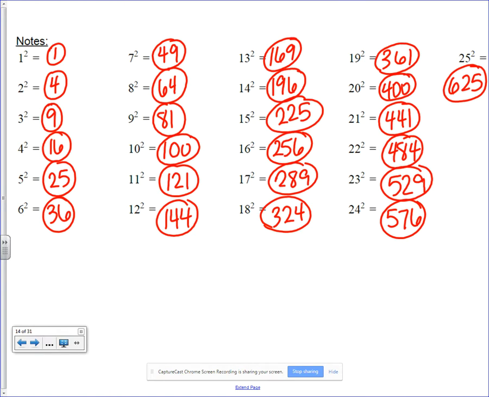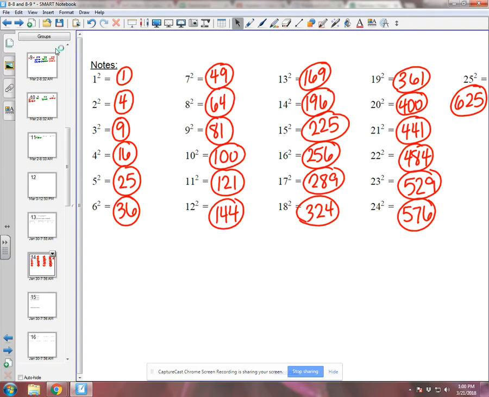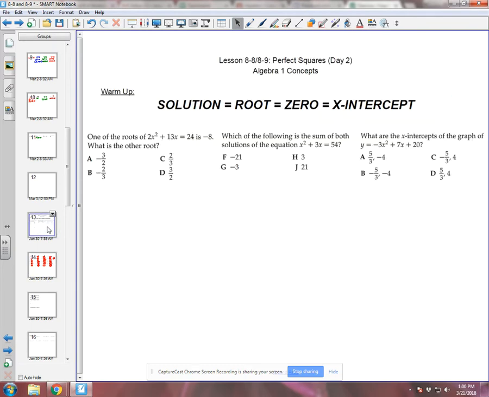All right, so everybody good on your squares here. Okay, let's go to our warm-up, and you should have Desmos pulled up. The reason we have Desmos pulled up, and I'm gonna read across the top here, it says the solution is equal to the root, is equal to the 0, is equal to the x-intercept. All of those things, folks, mean the same thing.